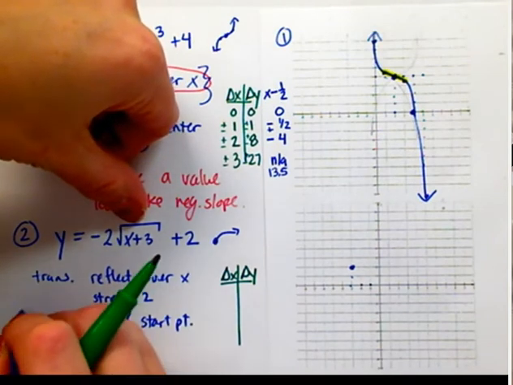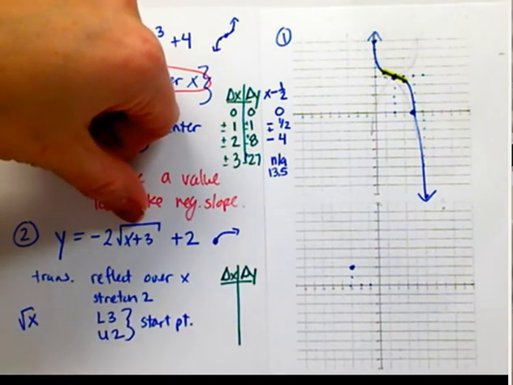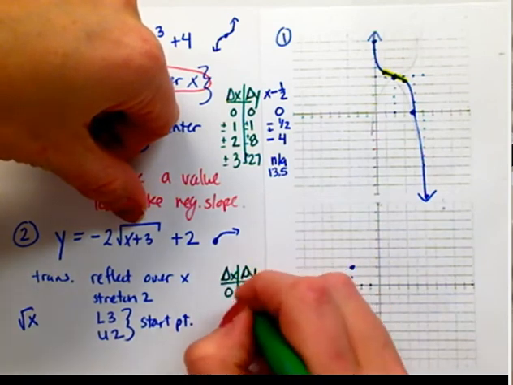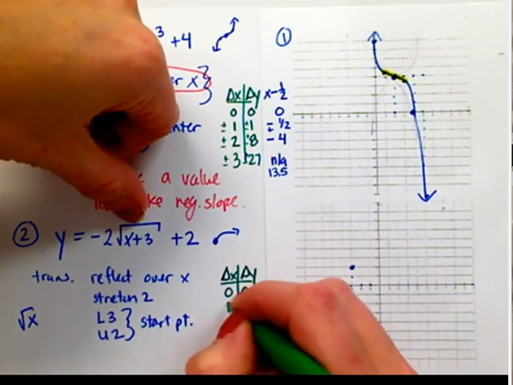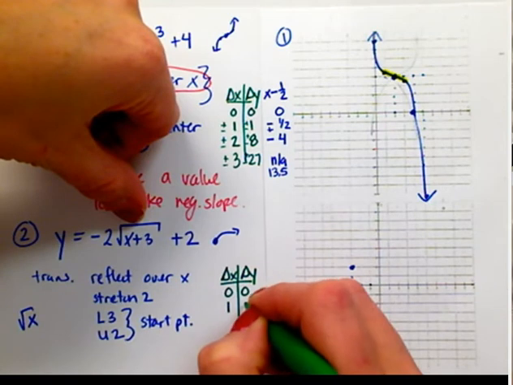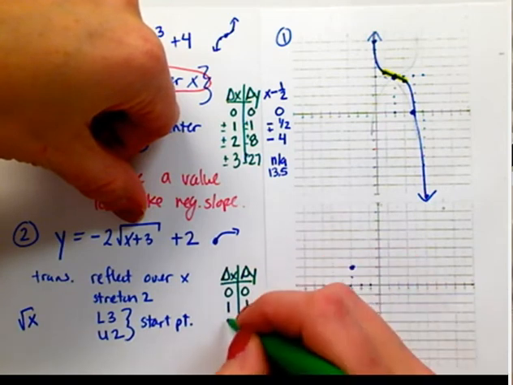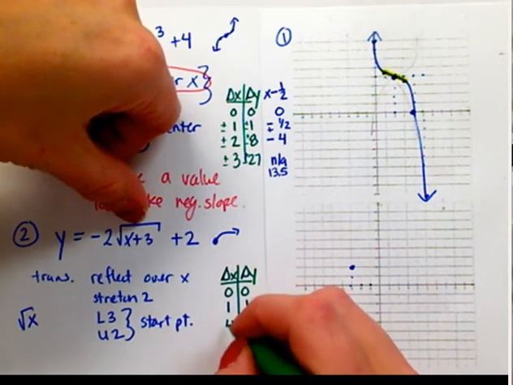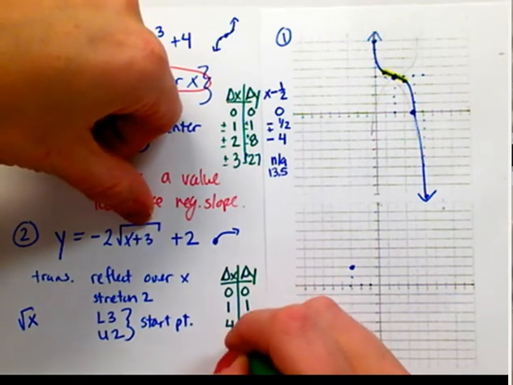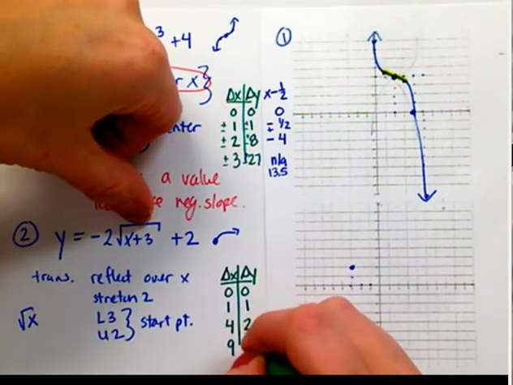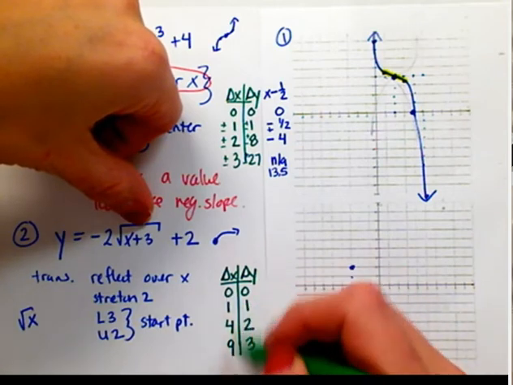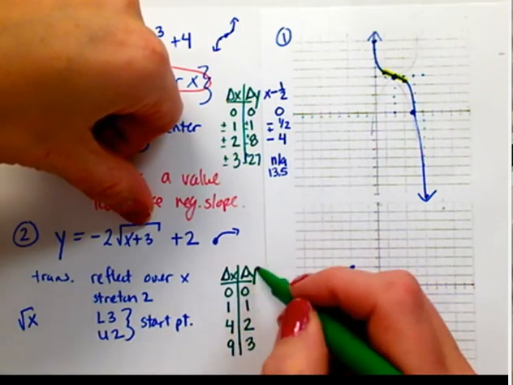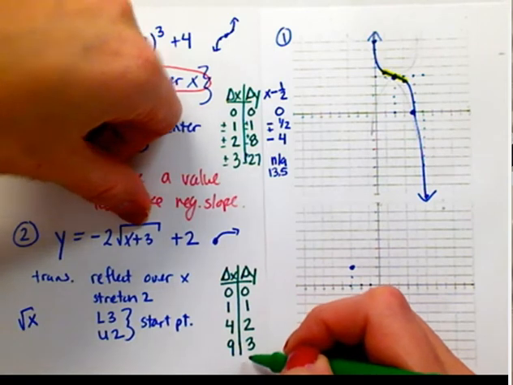In this particular case, my parent is root x. 0, 0 is the start. 1. Square root of 1 is 1. 2, not a perfect square. 3, not a perfect square. 4. Square root of 4 is 2. Square root of 9 is 3. Notice you need to pick the quantities that are going to evaluate to integer coordinates.